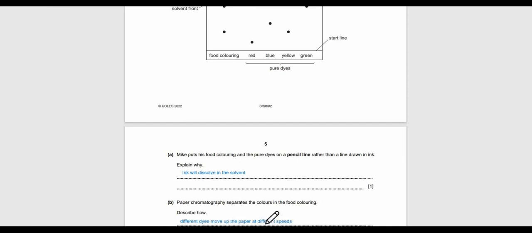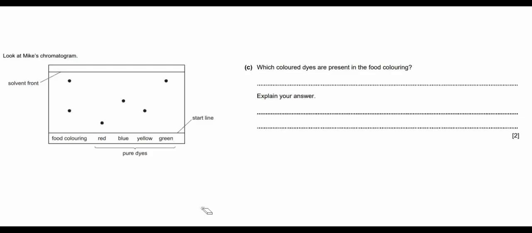Alright, next question C. In question C, look at Mike's chromatogram. Which color dyes are present in the food coloring, and which one? Explain your answer. 10 seconds.